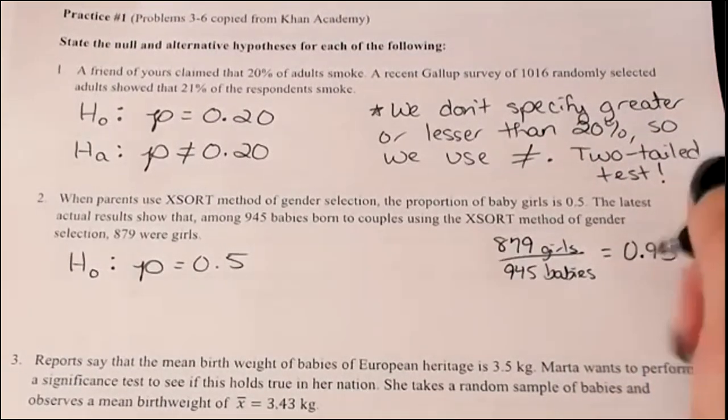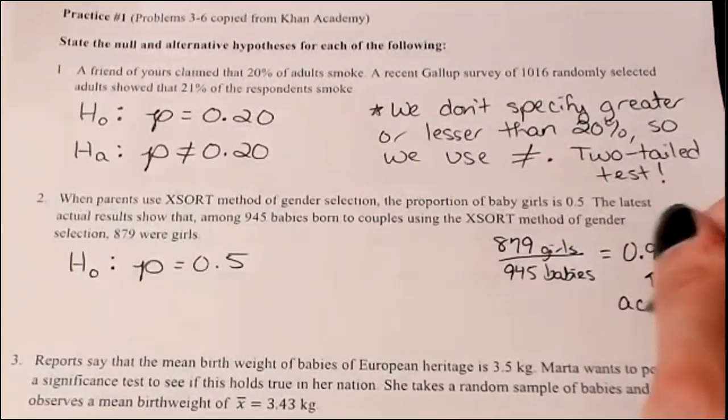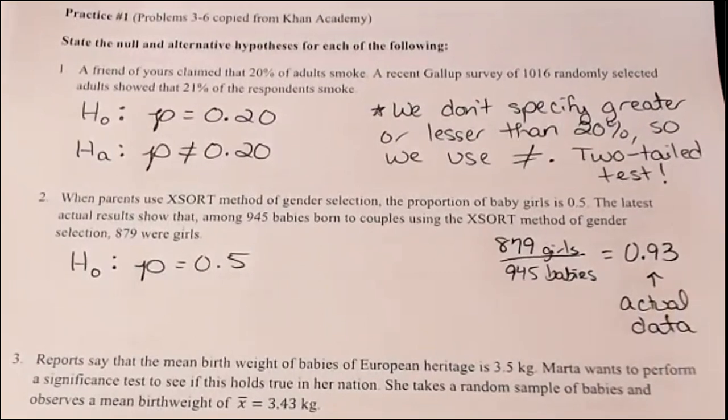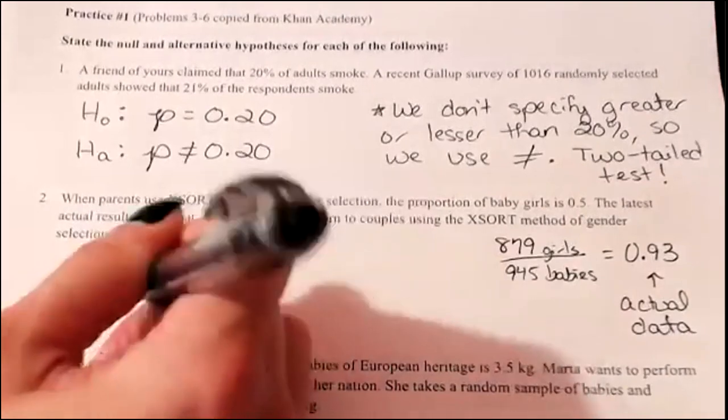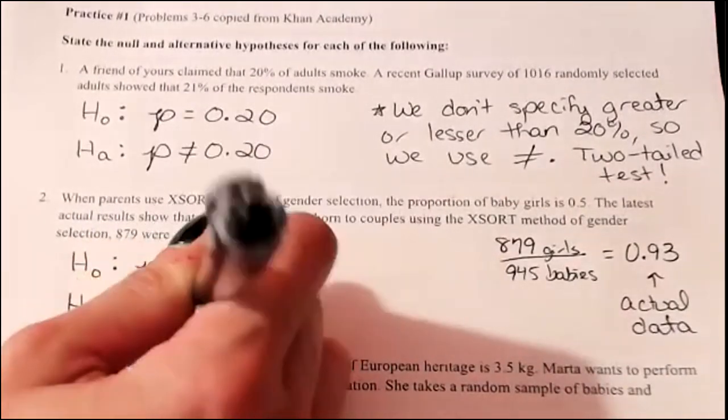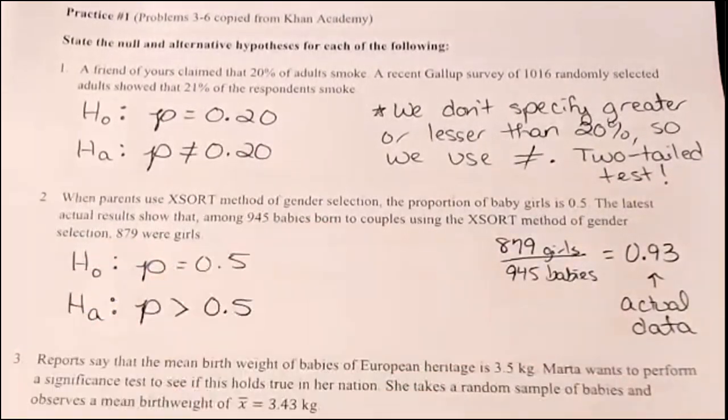Holy crap. This is actual data, right? This is essentially data that has been collected. It's not like a single instance. 879 were girls out of 945. So our alternative hypothesis is definitely that we're going to investigate and see if the true proportion is actually greater than 0.5.